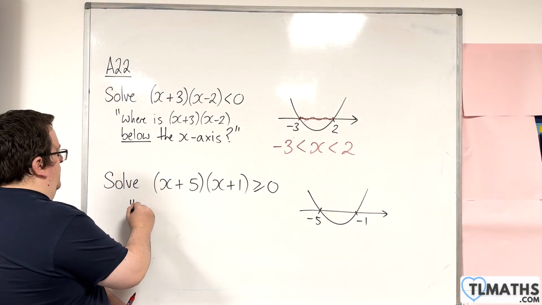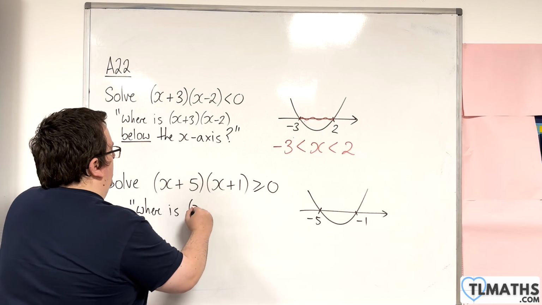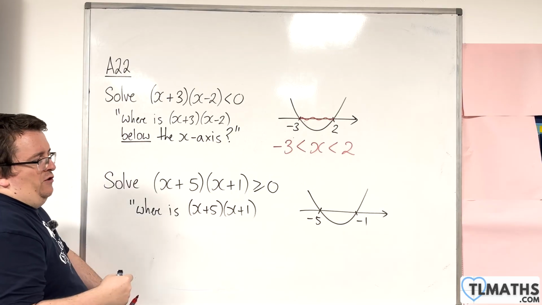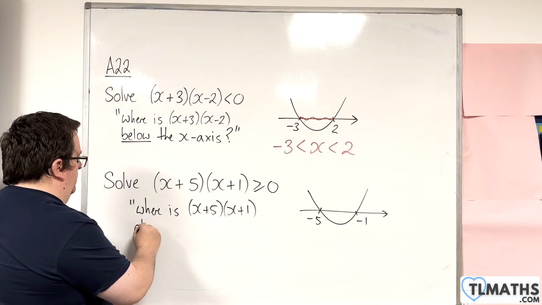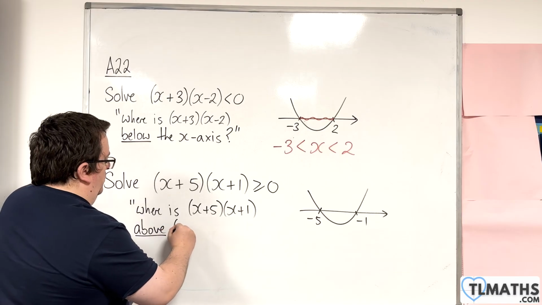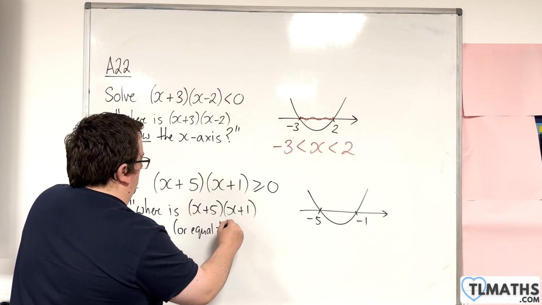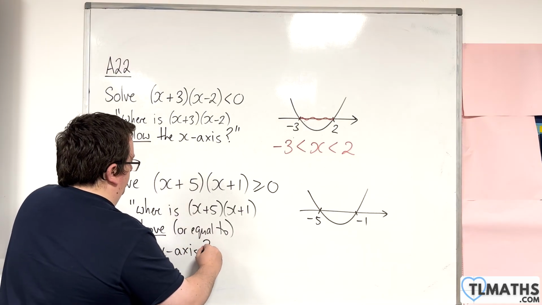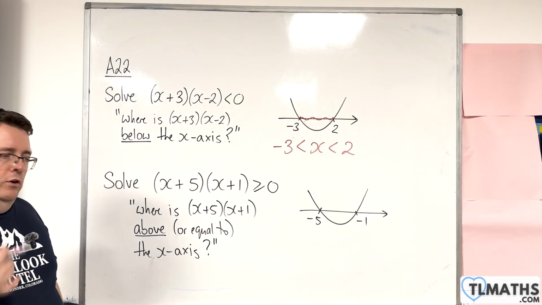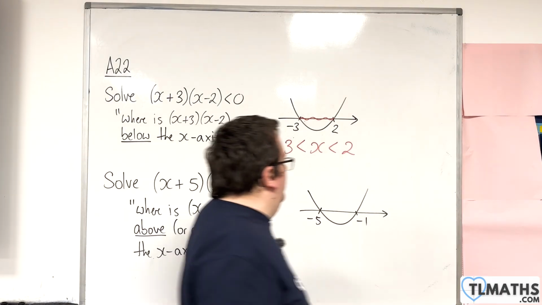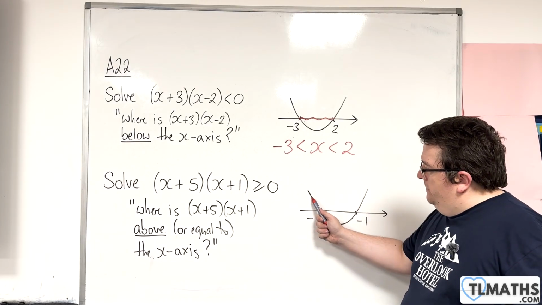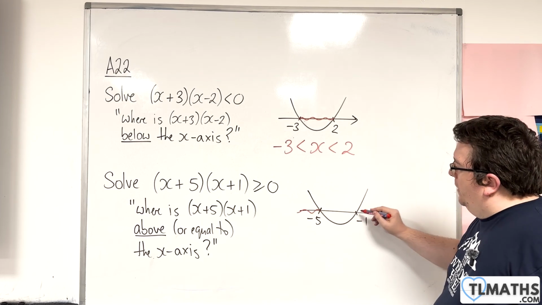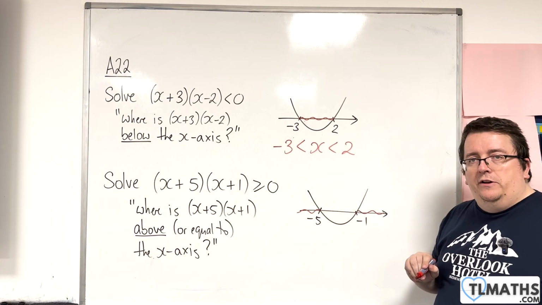This time, where is (x + 5)(x + 1)? Now it's greater than or equal to, so above or equal to the x-axis. I mean, the main thing there is that you're looking at where it's above, right? So where is it above? It's above it here and here. So for values of x that are less than -5 and for values of x that are greater than -1.